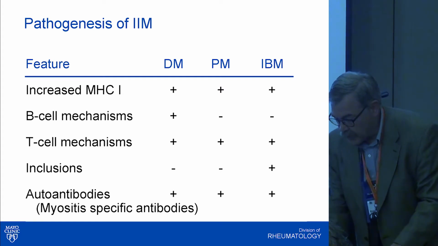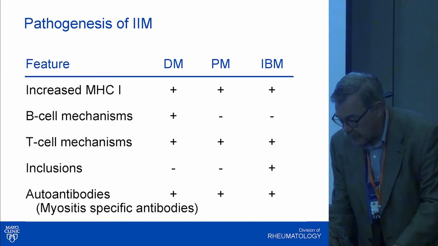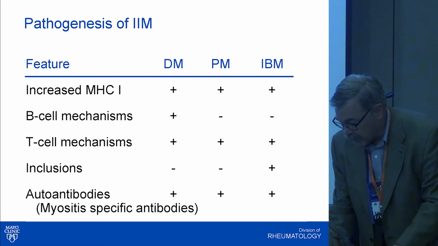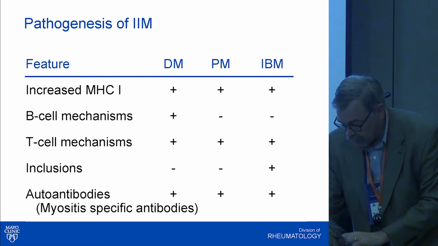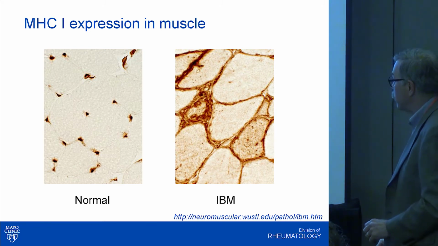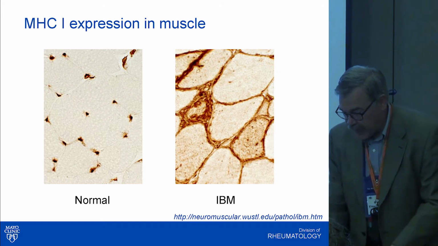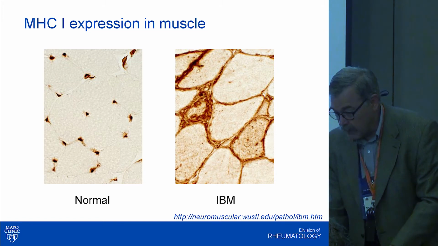And finally, we get to inclusions, which are not part of the immune system, but unique in the pathogenesis of IBM. And all of them have now been shown to have some autoantibodies. And again, we'll talk about that in more detail. So this is a muscle biopsy image showing this increased expression of MHC class 1, the immune recognition substance.